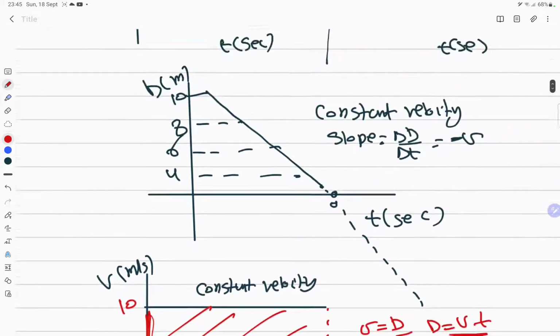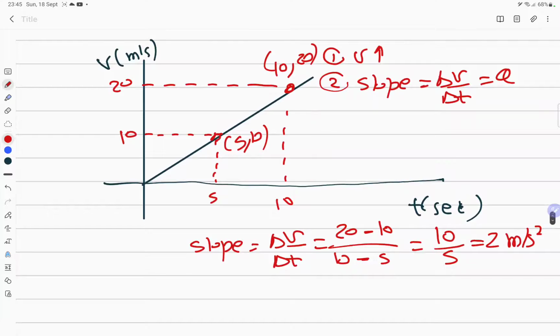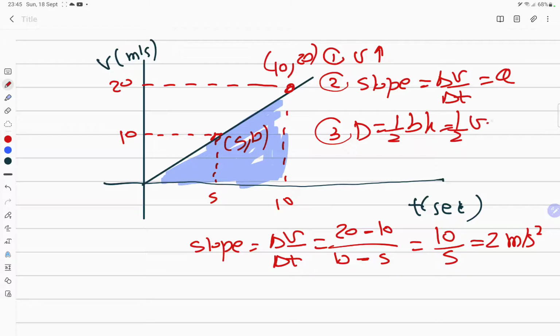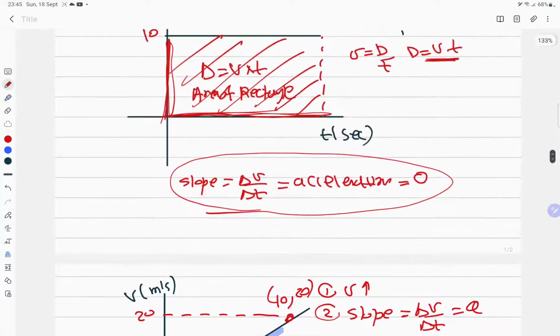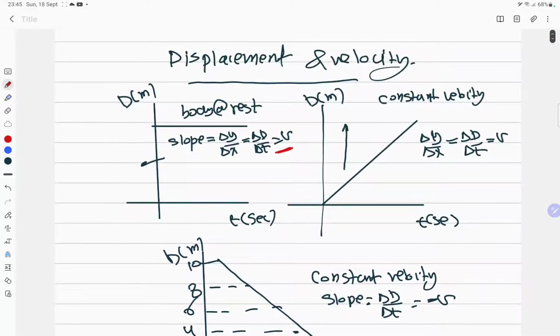Okay, and what about the displacement? The third piece of information is the displacement. This is a triangle. So remember, displacement is equal to the area of a triangle, half times base times height, which is half times velocity times t. What's the velocity here? The total, which is 20, and the total time, which is 10. So half times 20 times 10 is going to be 100. 100 what? Meter. That's the displacement. So this is in brief the velocity time graph.